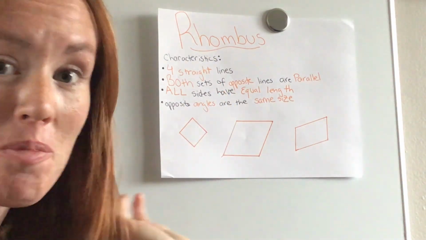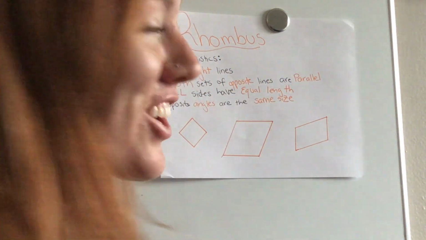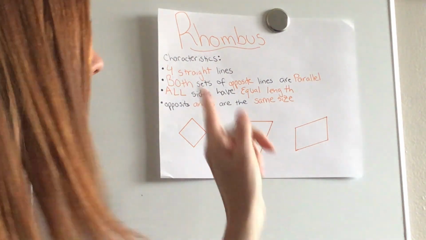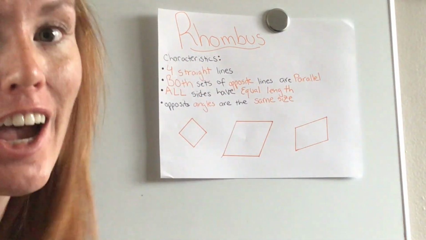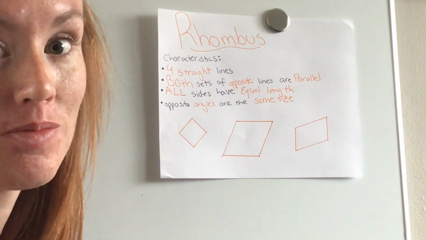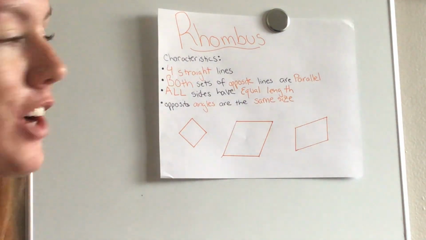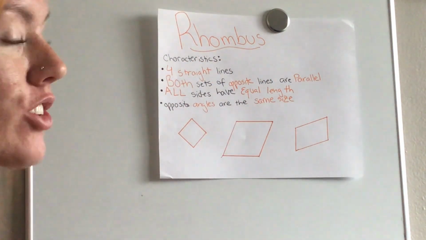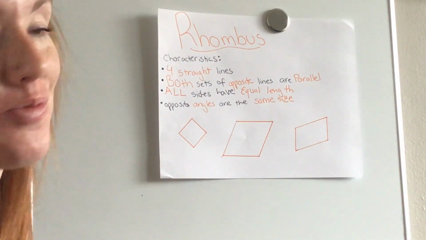The rhombus. This is our rhombus, which is another type of quadrilateral. Now, in fact, a rhombus is a type of parallelogram. It's a specific parallelogram. I know this because it shares characteristics of a parallelogram.